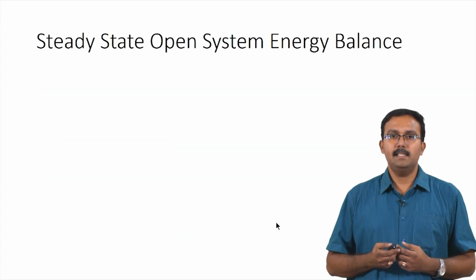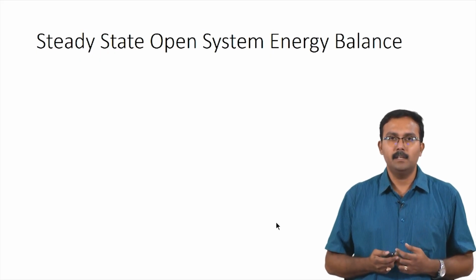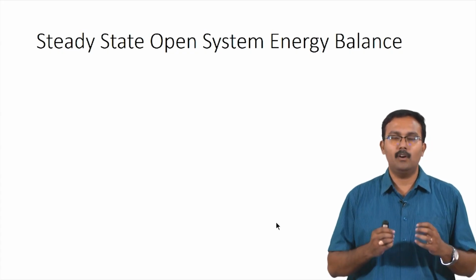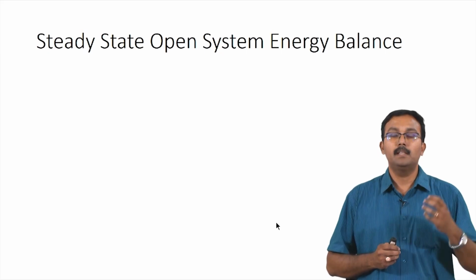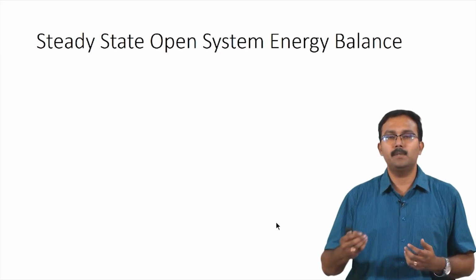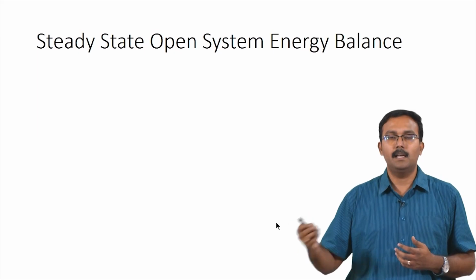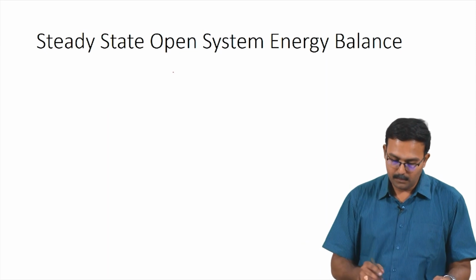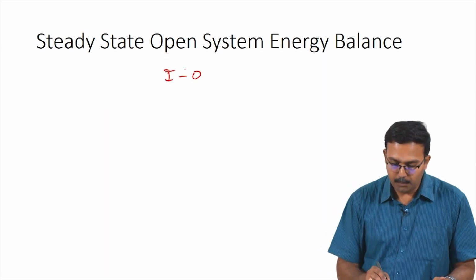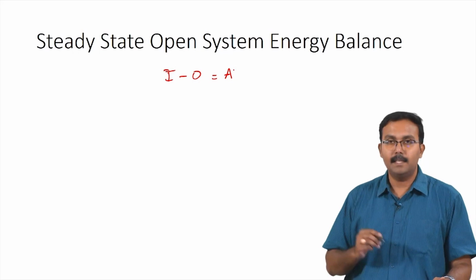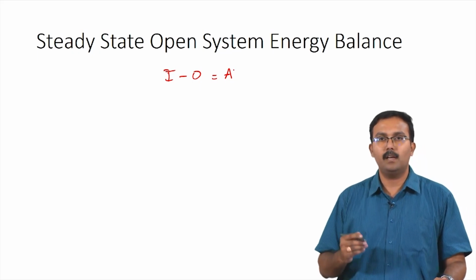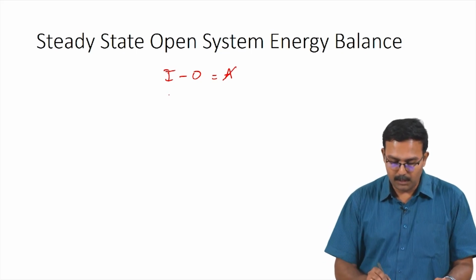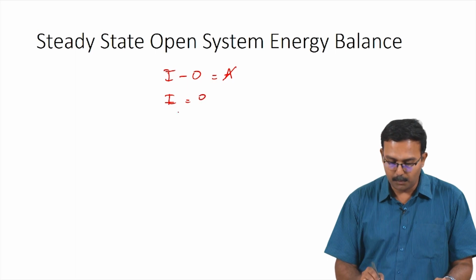So, when we write a steady state open system energy balance equation, we will derive an equation based on all the fundamentals we know about the energy possessed by the system and the energy which is used for transferring between the system and the surroundings. Let us start with the general energy balance equation, which would be input minus output equals accumulation. As I had already mentioned, energy balance equations will not have generation and consumption terms. So, at steady state accumulation would go to 0, which means input equals output.